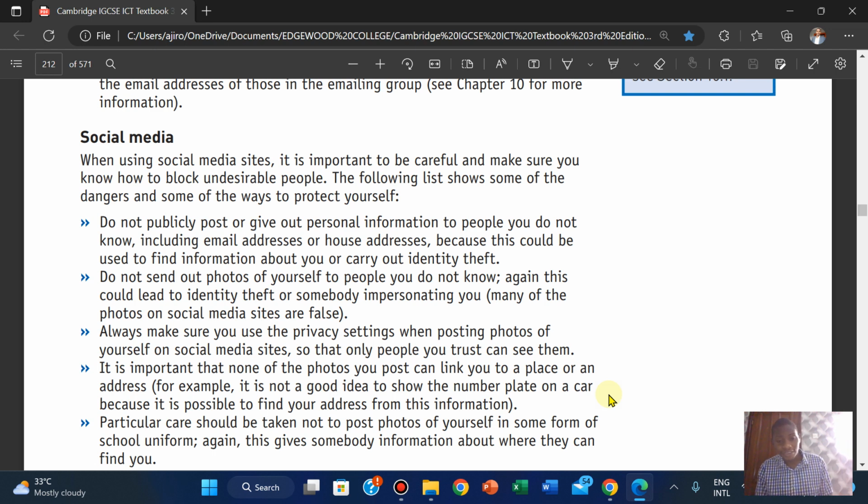Okay? It is important that none of the photos you post can link to a place or an address. For example, it's not a good idea to show the number plate on a car, because it is possible to find your address from this information. Particular care should be taken not to post photos of yourself in some form of school uniform. Again, this gives somebody information about where they can find you.